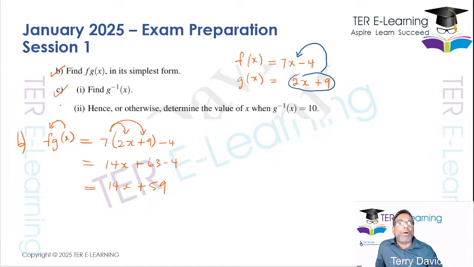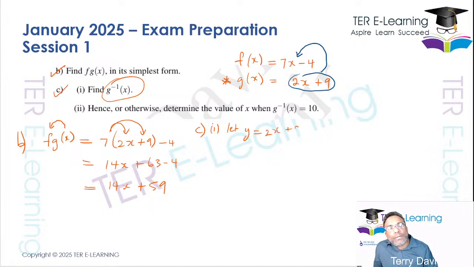Part C, we want to work out the inverse. Whenever you see this, it means we want to work out the inverse of the function. Now this is an easy one I've given here. So let's see part 1. The first thing we're going to do, you want to find the inverse of this function. The first step is to let y equal 2x plus 9. The next step in the process is to interchange x and y, so we put x is equal to 2y plus 9. And then the final step is to make y the subject of the formula.